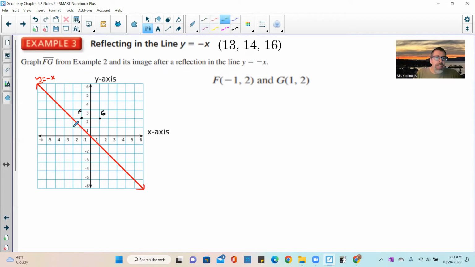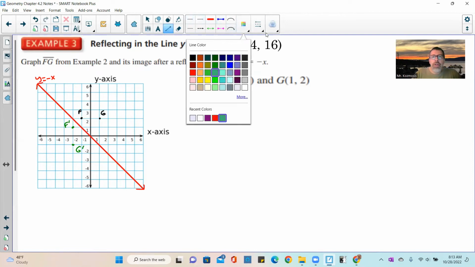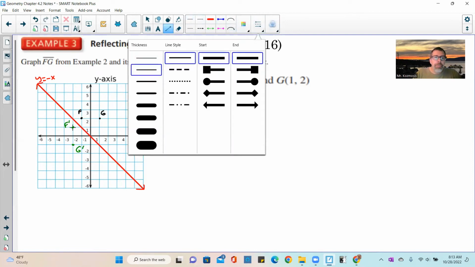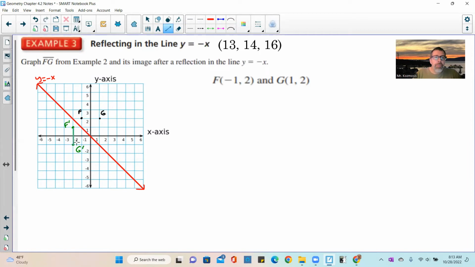So 1/2, 1/2 is right here. Diagonally 1.5, 1/2, 1. So here's G prime. Here is F prime. And draw a segment from one to the other like so. Okay, so there it is.